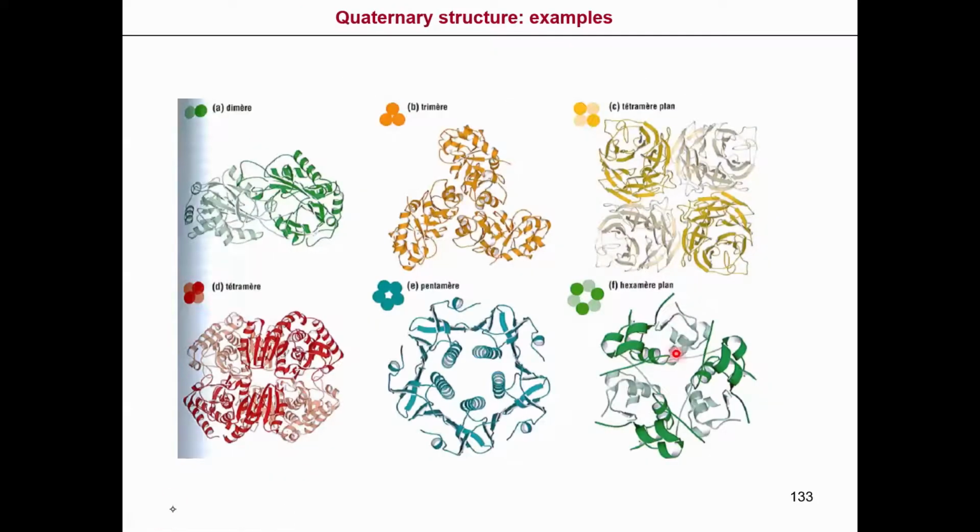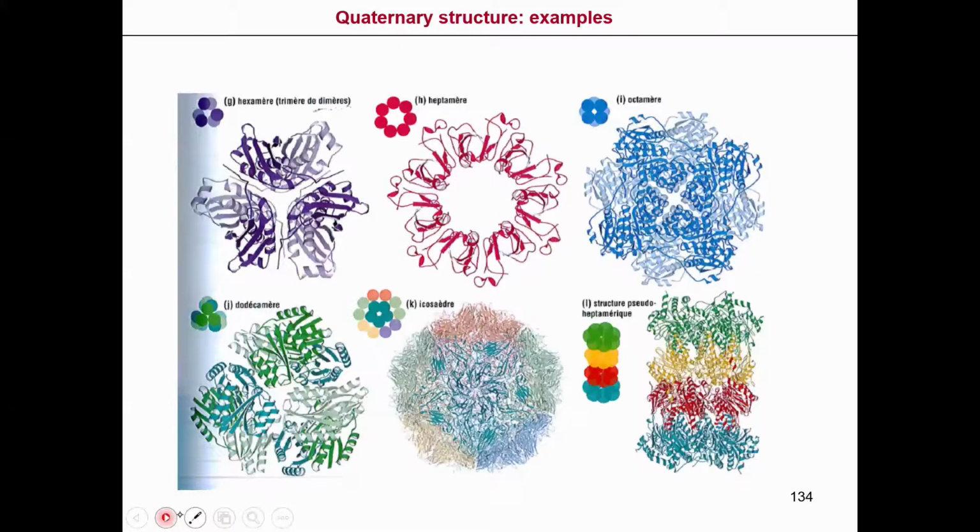Okay, so I will give you some examples. You have dimer, trimer, tetramer, and so on. And you can have a lot of quaternary structures. For example, for the plant virus I study in my lab, it's an icosahedral virus, and it's composed of 180 subunits. So it's a very large protein. Okay.